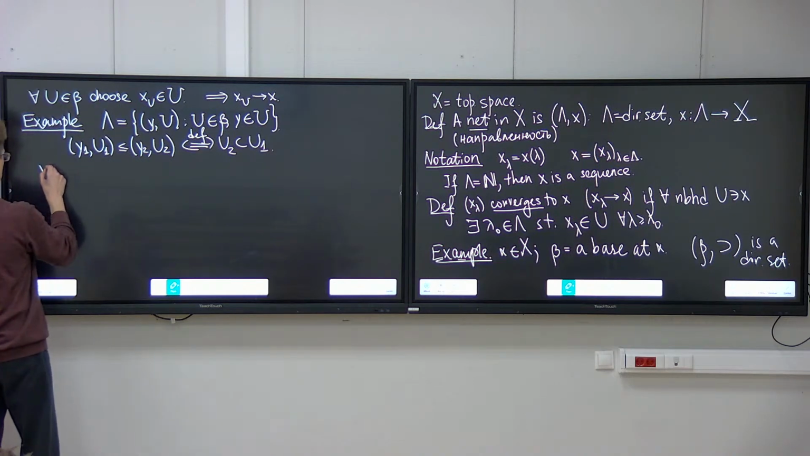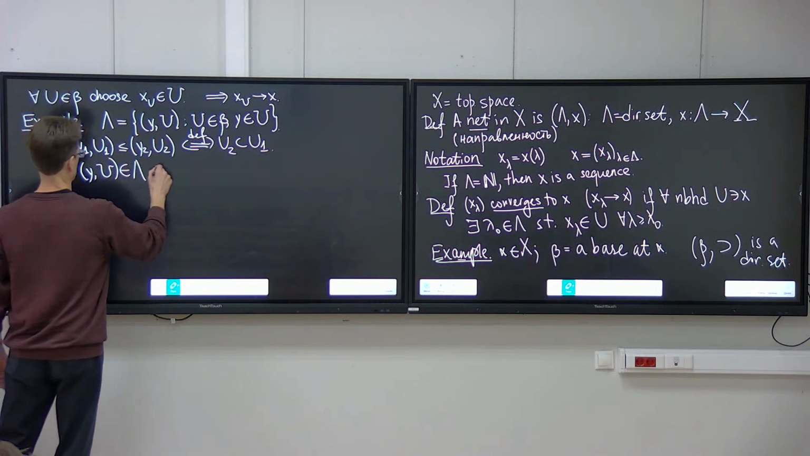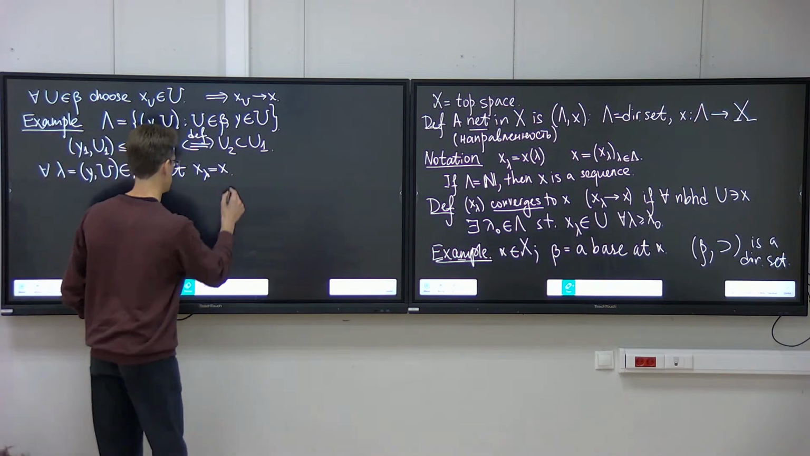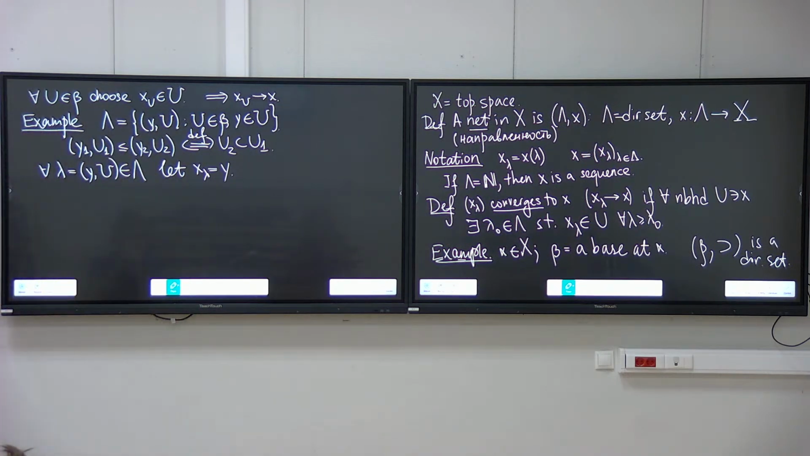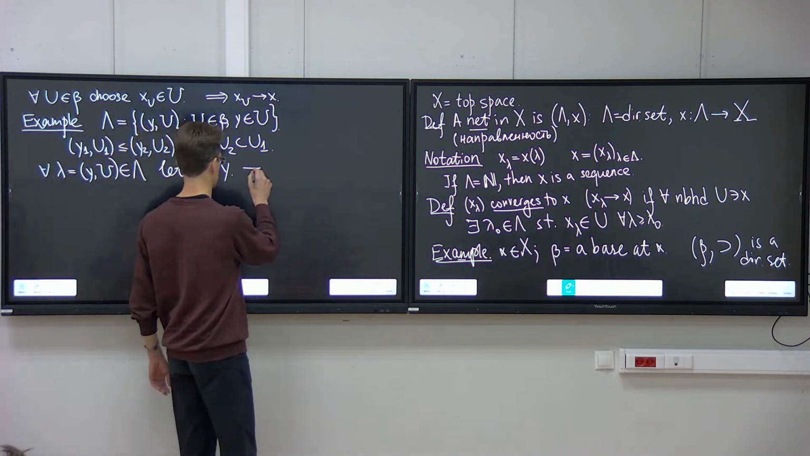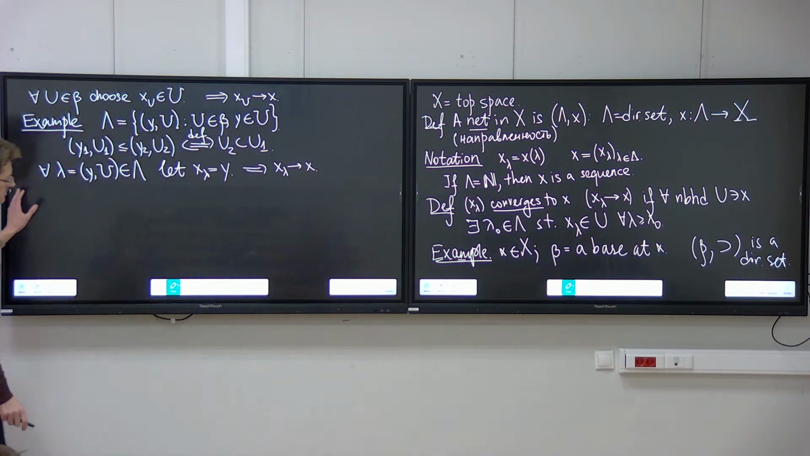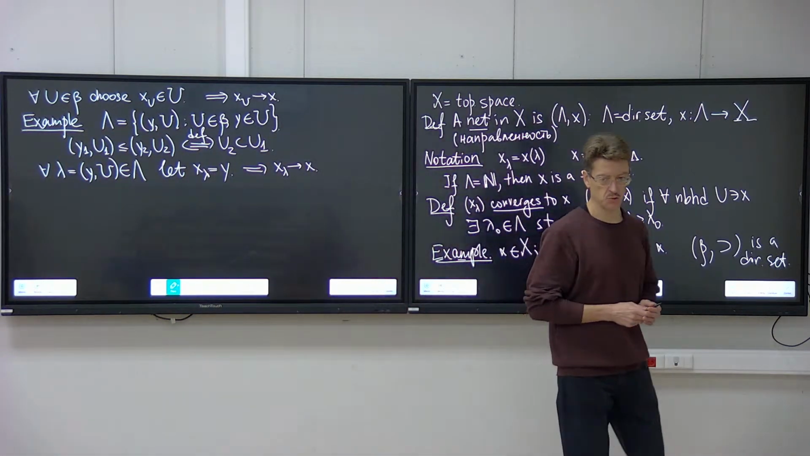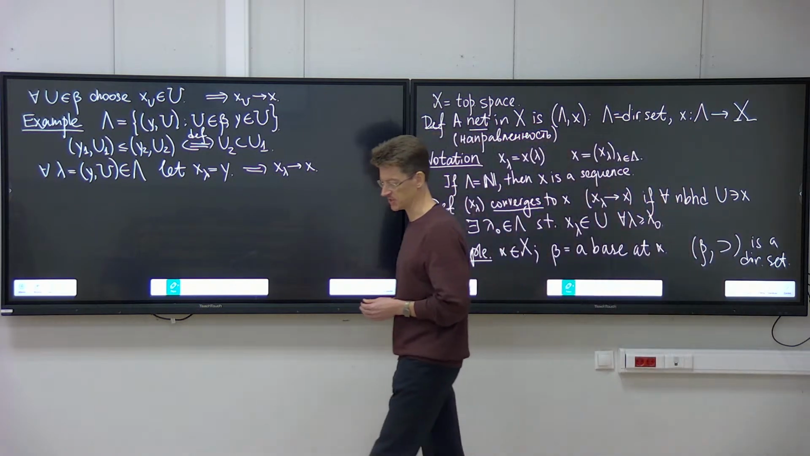And now we can define a net. If lambda is a point in our set, we let x_lambda be just y here. And then it's clear that x_lambda converges to x. This may seem a little bit artificial, but in fact it's useful when we compare two types of objects which may converge.